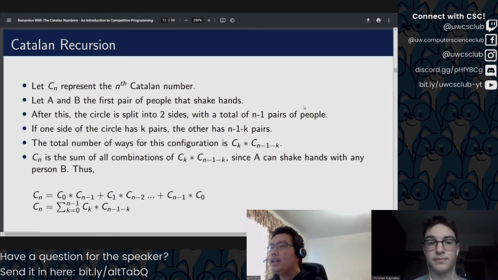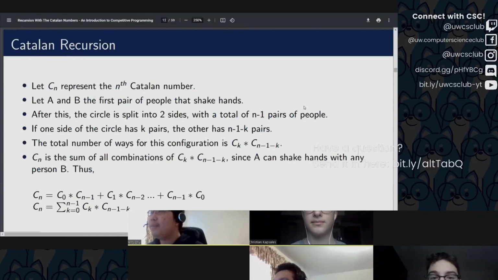So how do we do this for the Catalan numbers? Let C_n represent the nth Catalan number and let A and B be the first pair of people that shake hands. After this happens, the circle will be split into two sides, and if one side of the circle has k pairs, the other side will have n minus 1 minus k pairs. The total number of ways for this configuration is just C_k times C_(n-1-k). And C_n is the sum of all these combinations, which gives us our recursive formula shown below.